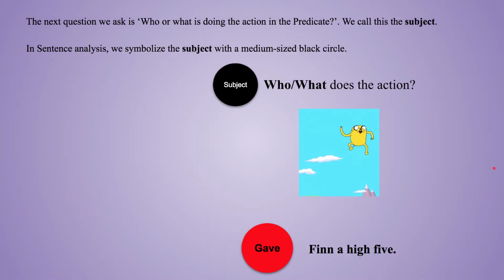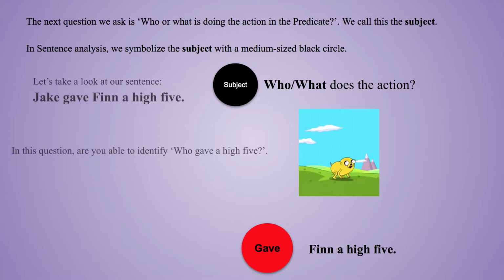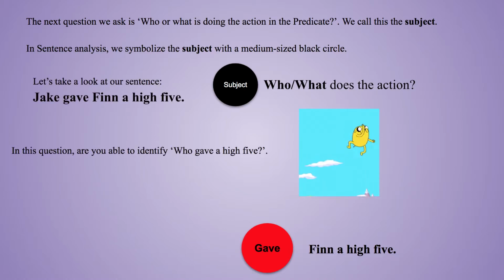Next up is the subject. Who is the subject in this sentence? Who or what does the action? So in your language notebook, go ahead and draw a big black circle with the word that you think is the subject. So who is doing the action in this sentence? Jake gave Finn a high five. Who is doing the action?